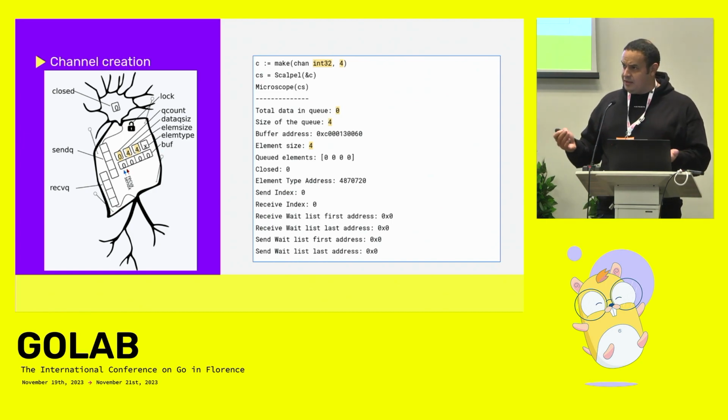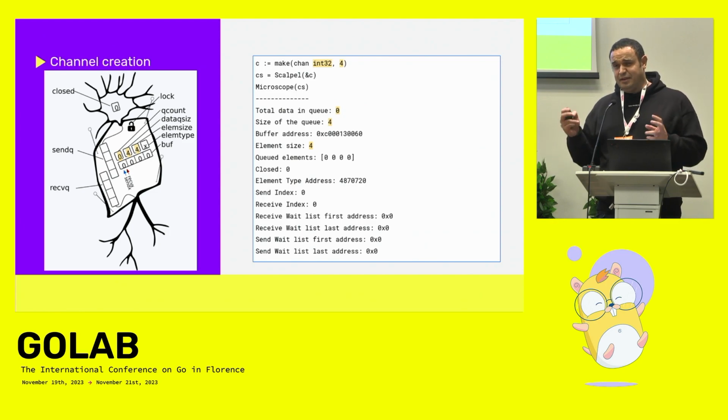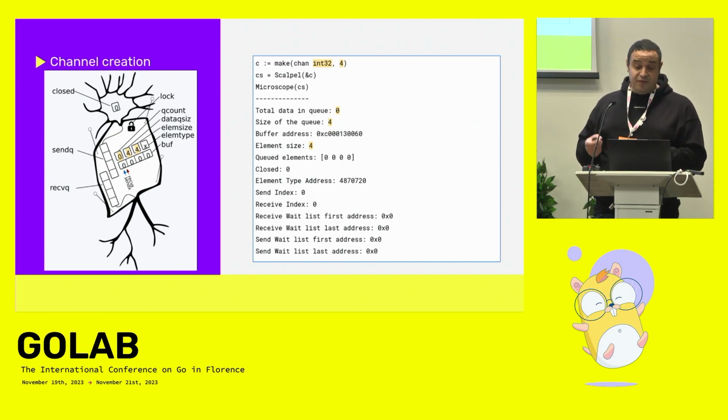The buffer at the beginning is completely empty, full of zeros, and there are two pointers there. That is the send x and receive x, which are not really pointers, they are integers that point to the place where the next send or the next receive is going to check. And then the send queue and the receive queue, which are the two lists of Go routines.